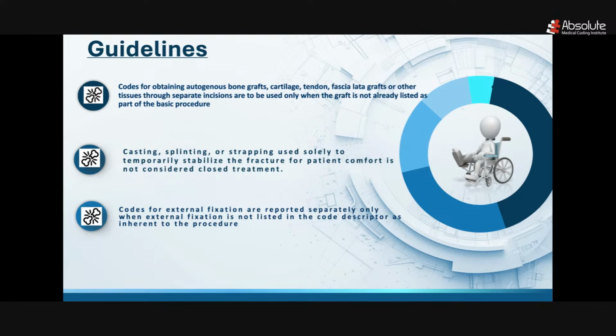Finally, external fixation codes are only reported separately when the use of external fixation is not already included in the main procedure code descriptor. So once again, always forensically look into the code language and make sure whether they are included in the code language or the code procedure description or not before coding the external fixation devices.